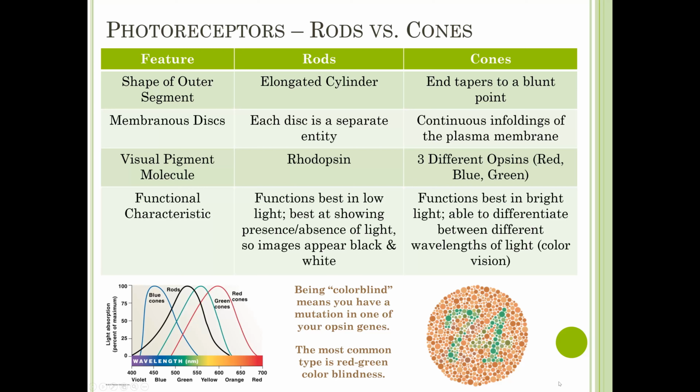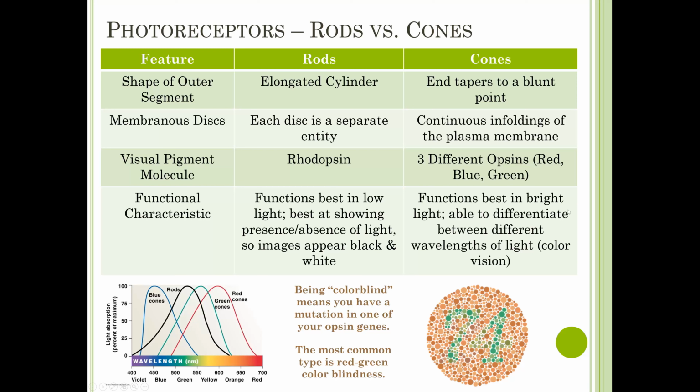And then if we look at the functional characteristics, rods function best in low light. They are best at showing the presence or the absence of light. So images that you look at using just your rods appear black and white. Rods are the photoreceptors we use the most, like at night if we're walking around the house in the dark, or outside when it's very low light, like when the sun's setting. All of that type of vision is our rods.